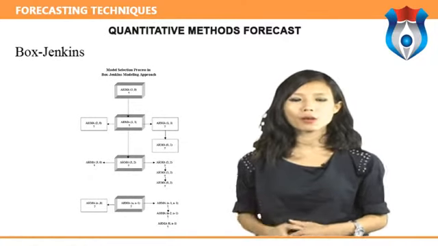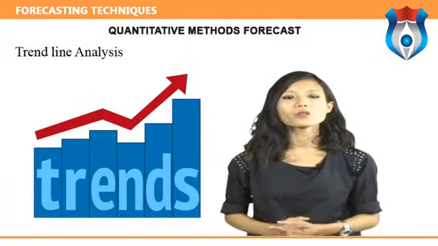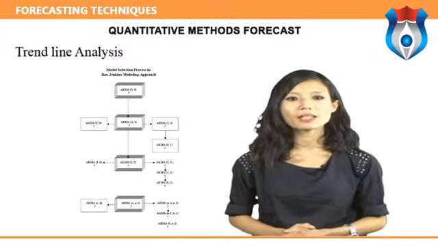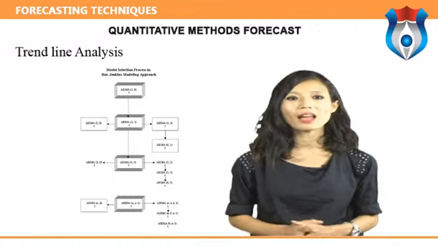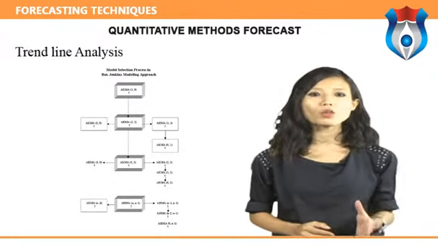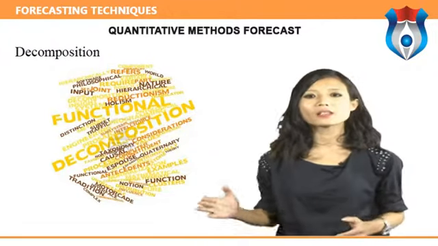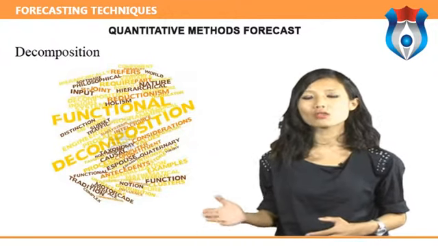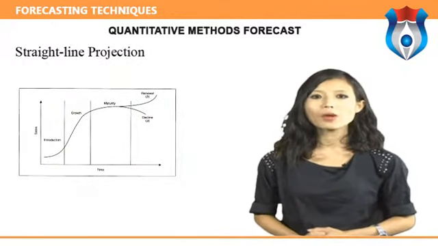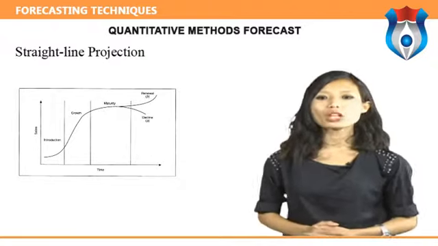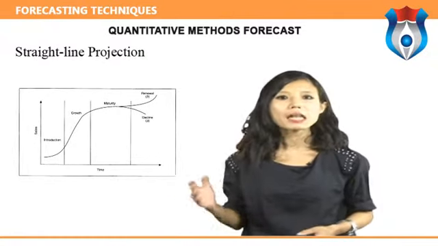Trend line analysis. Trend line analysis fits a line to sales data by minimizing the squared error between the line and actual past sales values. The line is then projected into the future as a forecast. Decomposition. Decomposition breaks the sales data into seasonal, cyclical, trend, and noise components and projects each into the forecast. Straight line projection. Straight line projection is a visual extrapolation of the past data which is projected into the future as the forecast.